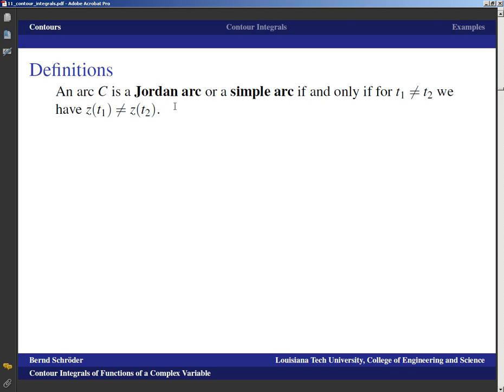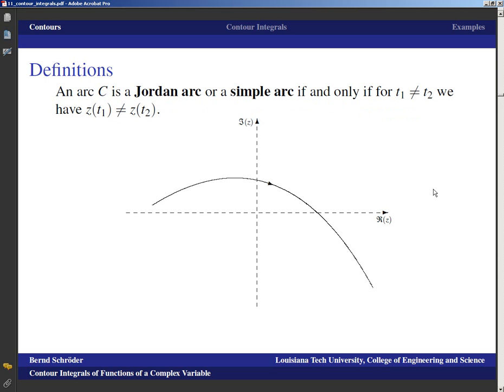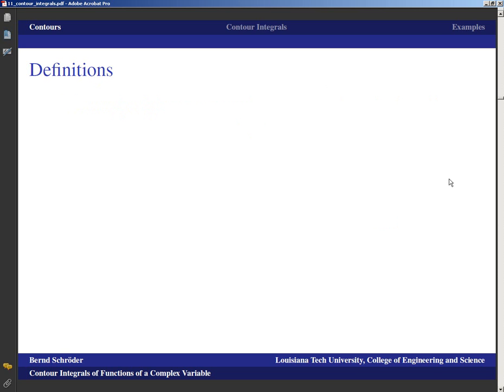An arc is called a Jordan arc or a simple arc if and only if for t1 not equal t2 we have z of t1 not equal z of t2. You remember in the previous picture, those loops, basically the curve intersected itself. In a Jordan arc, you don't have these self-intersections. You just go from the starting point to the ending point, and you don't have anywhere where the curve comes to the same point twice.